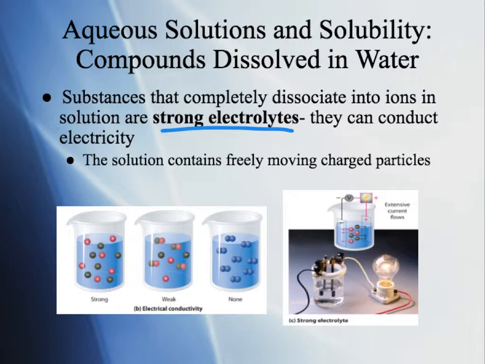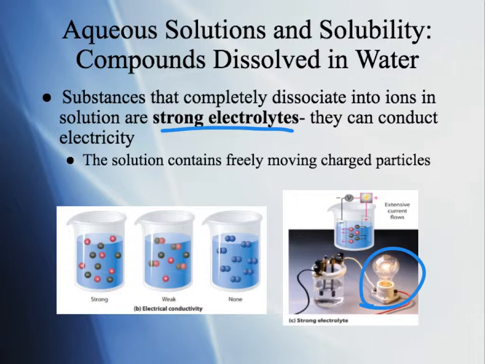Why? Well, remember, we've got charged particles, and anytime you have charged particles, you can conduct electricity, because electricity is basically just electrons jumping from one atom or ion to another. So solutions that contain free moving particles, like these strong electrolytes, these substances that dissociate in water, are going to be able to conduct electricity. So if you stick a light bulb in there with some leads in it, the light bulb will definitely light up.